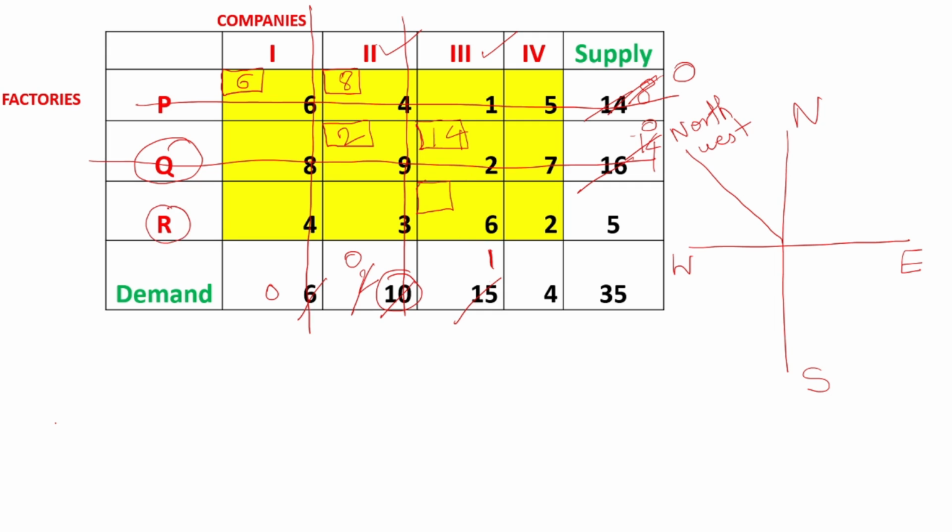Row R. Okay, now R is supplying 5 items, whereas column 3 is demanding currently only 1 item. So out of 1 and 5, which is the minimum? 1 is the minimum. So write 1 over here. That 1 is taken. So cancel it to 0. And if you see row wise also, 1 is taken. So out of 5, 1 is taken. So how many will remain over here? 4.